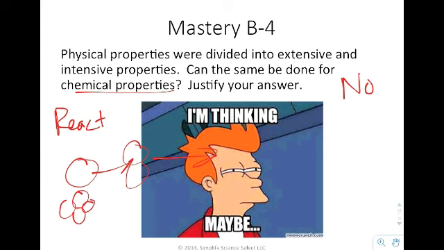All chemical properties are considered to be intensive, and so we don't even label them that. Okay, all chemical properties are just intensive. There is no extensive chemical properties.